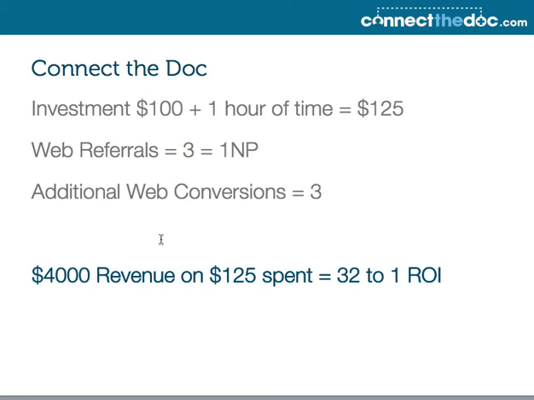Now, using the same average value of a new patient, you're spending $4,000 and you're receiving $4,000 on $125 spent. So your return on investment is quite a bit higher, 32 to 1 ROI. Now notice you didn't get the same volume of new patients from Google AdWords and search engine optimization, but you still saw a better return on your investment, considering how much money you spent.